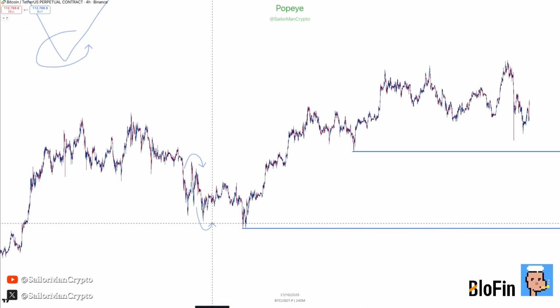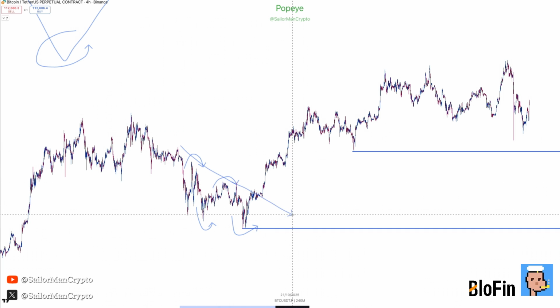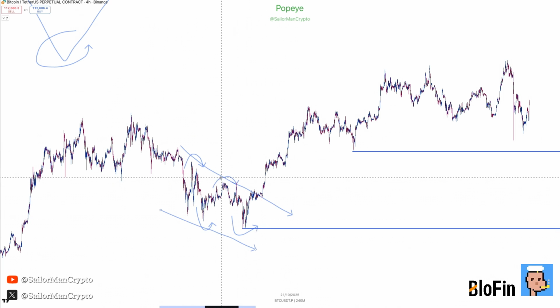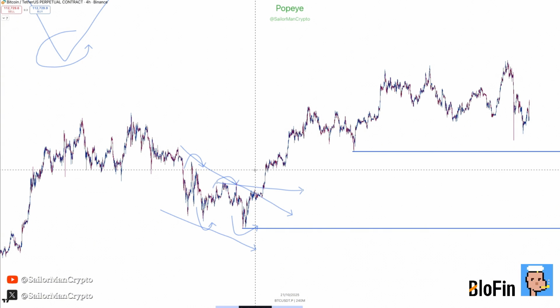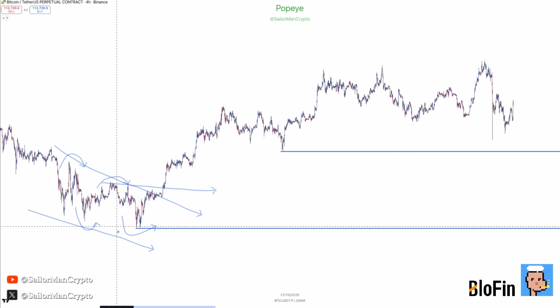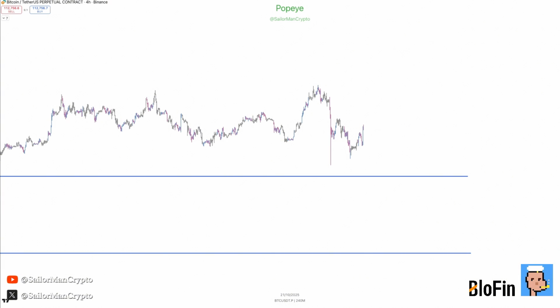Low, lower high, lower low, lower low, lower high, lower low. So the structure here is still intact going down, and then finally here is broken. So we didn't need to wait for an initial change in structure on the daily, but we could see it on the 4-hour in the lower time frame, and the same can be applied here.